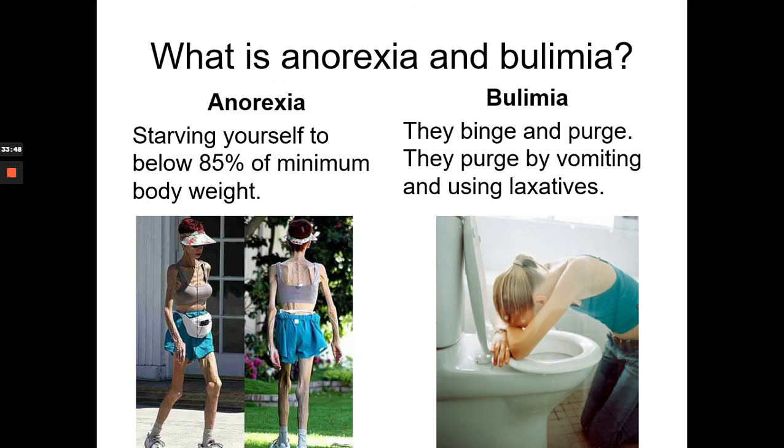Okay. And so from what I understand, anorexia, which is about 95% women, it involves calorie restrictions. These people, they starve themselves to below 85% of their minimum body weight. So basically, some of them look like Holocaust victims. Okay, I'm not trying to be funny, okay? I'm just trying to get you to understand.